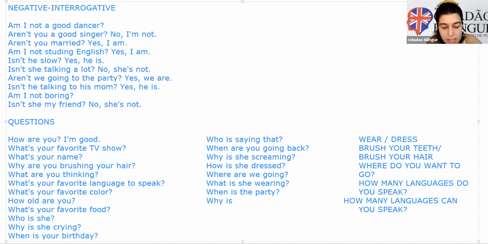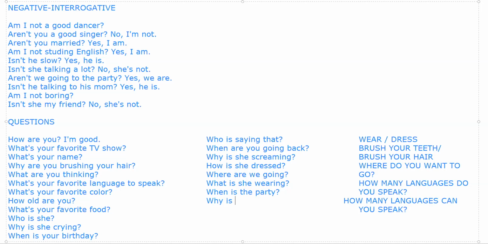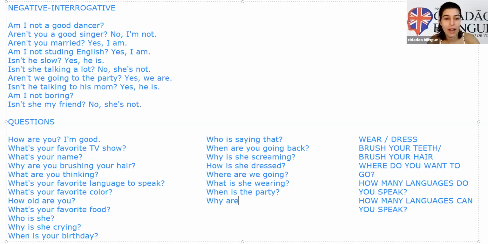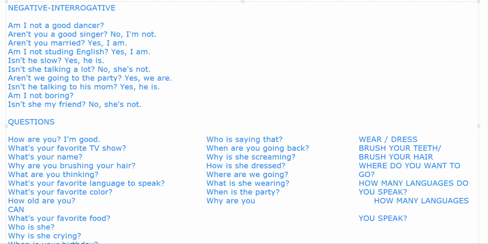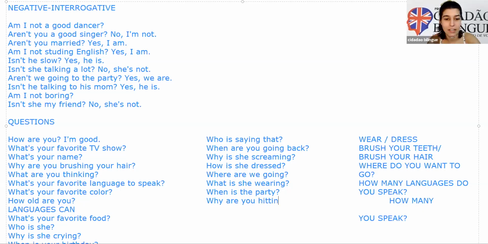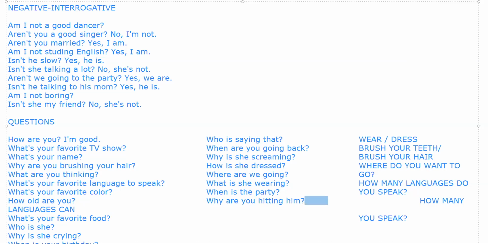Can you repeat, please? Why is hit him? Hit, bater, não é? Yes. What do you mean? You can explain in Portuguese if you want. Porque você está batendo nele. Então seria, why are you hitting him? Okay. Why are you hitting him?